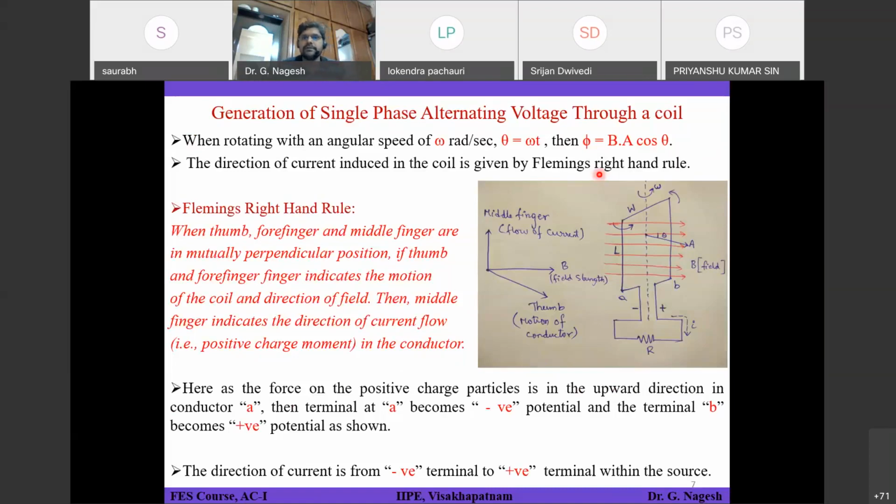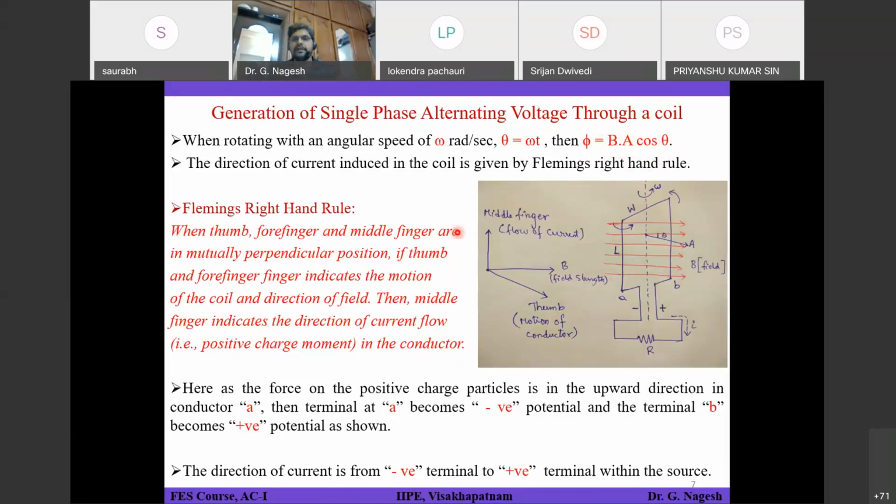Okay, so you can write this expression in this format. Phi is equal to B into A into cos of theta, where theta is equal to omega t. This is the general expression which we get for all instants of time. B is the constant flux density. A is the area of cross section of the coil, which is also constant. Omega is the speed with which your coil is rotating, which is also constant. And the time t is the one which is varying. So at different instants of time, this is your final expression: phi is equal to B into A into cos of theta.